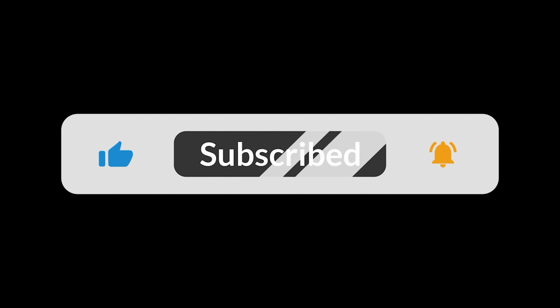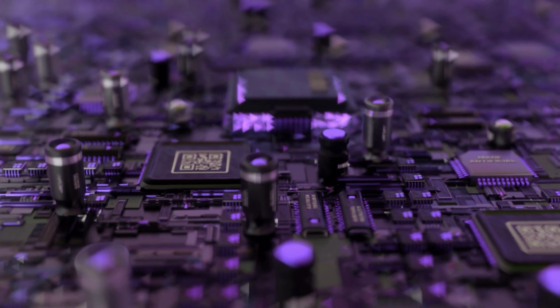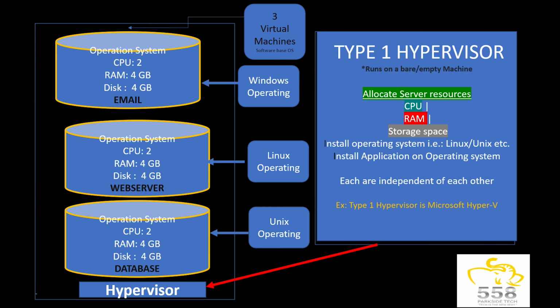Now when using a type one hypervisor, which most major enterprise companies are using, it works this way. You would allocate CPU, allocate your RAM, and allocate storage. Then you would determine which kind of operating system you want to use. You would install that. Then you would install the application on top of that.